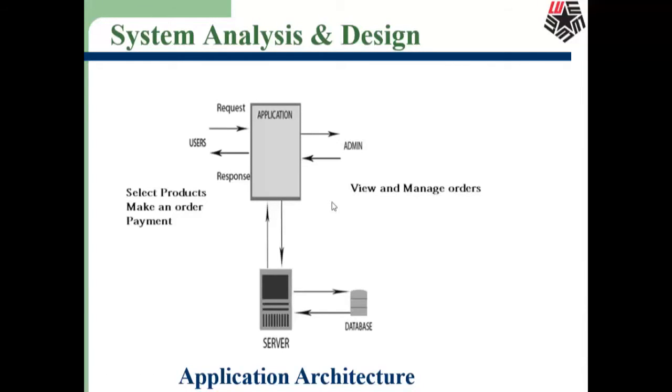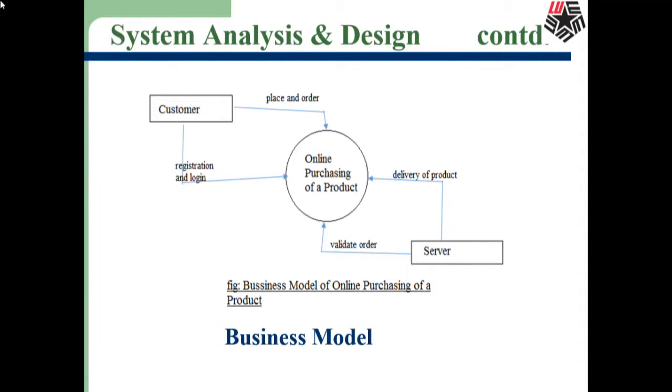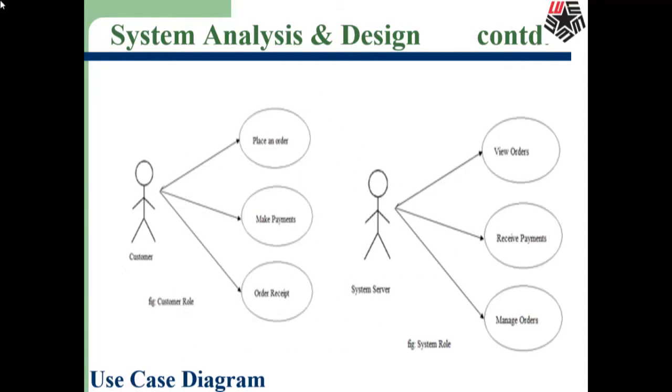So this is the business model, where the business model is a blueprint of the actual business that is done in an organization, and this business model consists of important entities and depicts the work and interaction. This is the use case diagram, where a use case represents various functional relationships among various actors in a system. The first actor is the customer, and the second actor is the system itself.